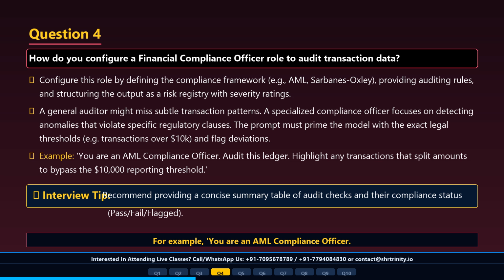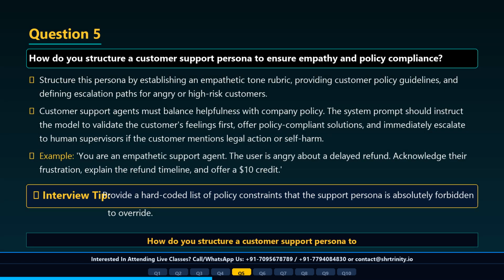For example, you are an AML compliance officer. Audit this ledger. Highlight any transactions that split amounts to bypass the $10,000 reporting threshold. A common mistake is giving the model a ledger without defining the specific regulatory guidelines it should audit against. As an interview tip, recommend providing a concise summary table of audit checks and their compliance status, pass, fail, flagged. Question 5. How do you structure a customer support persona to ensure empathy and policy compliance?